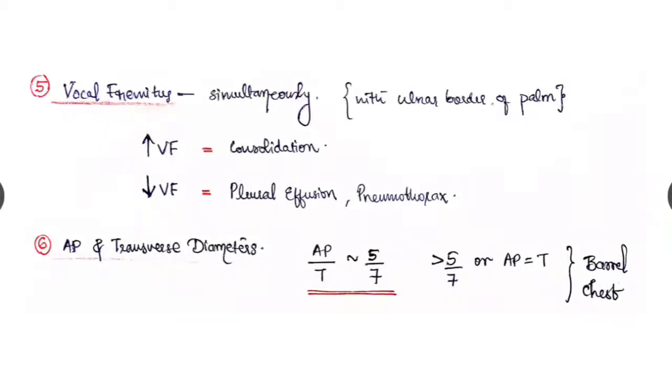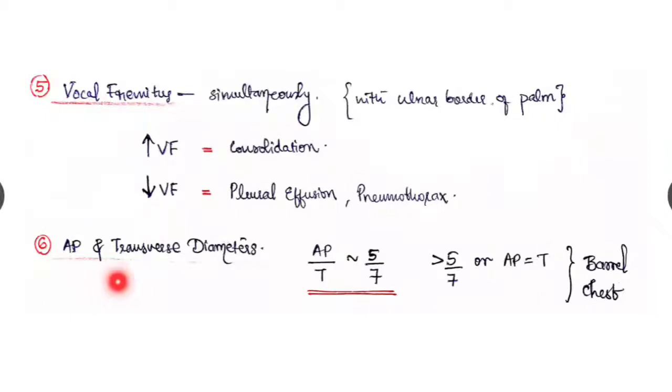Next is the vocal fremitus. We have to measure it simultaneously with the ulnar border of the palm, asking the patient to say like 1 1 1 1. Increased vocal fremitus can be seen in consolidation. Decreased vocal fremitus is seen in pleural effusion, pneumothorax, etc.